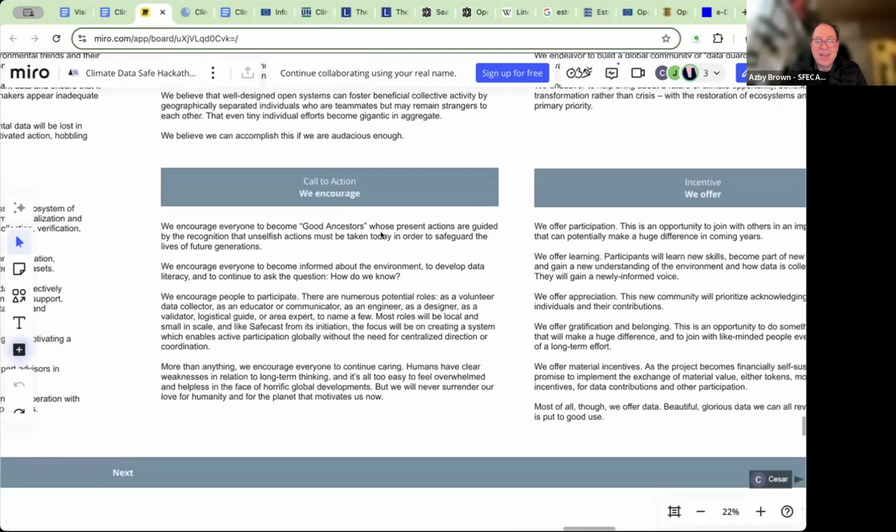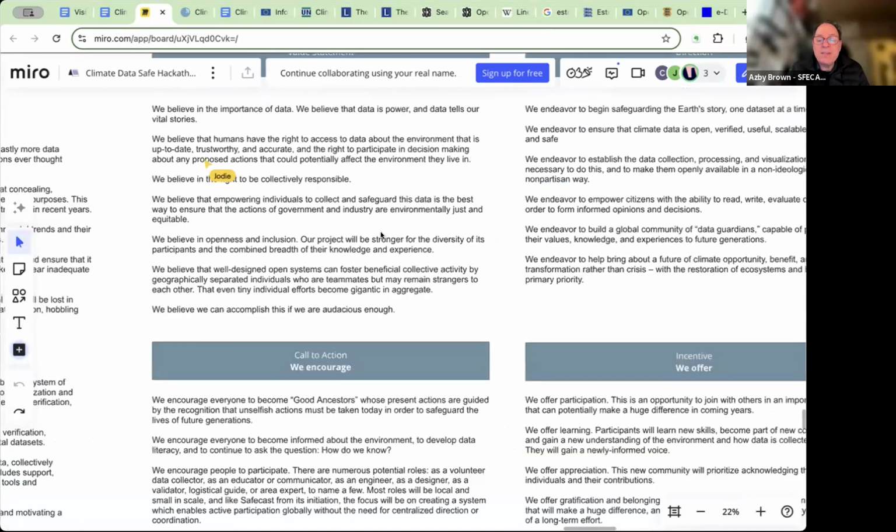Call to action. Thanks, Jody. We encourage everyone to become good ancestors. Oh, wait, was there another one before that? Oh, we endeavor.